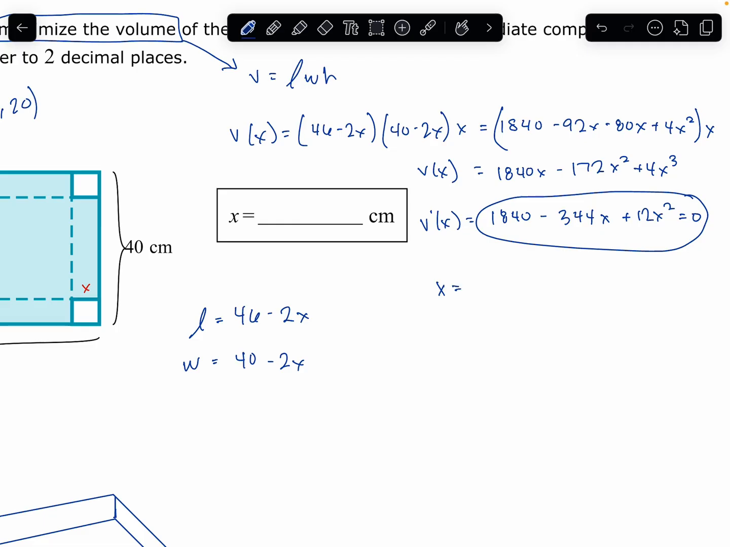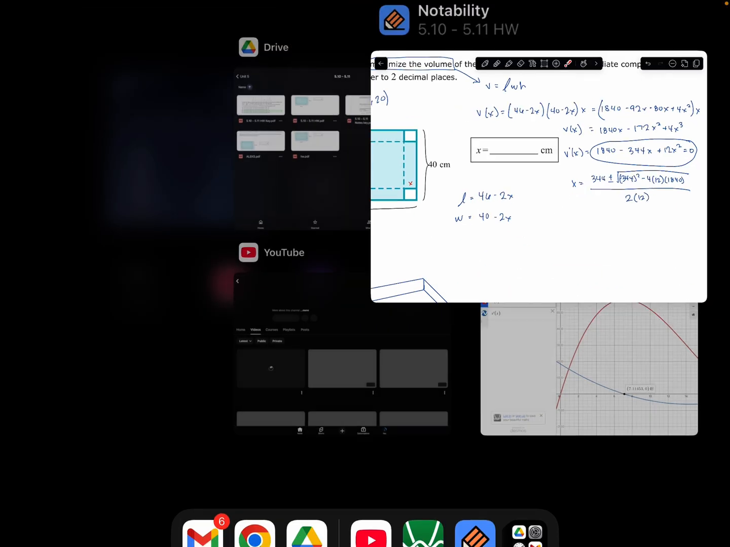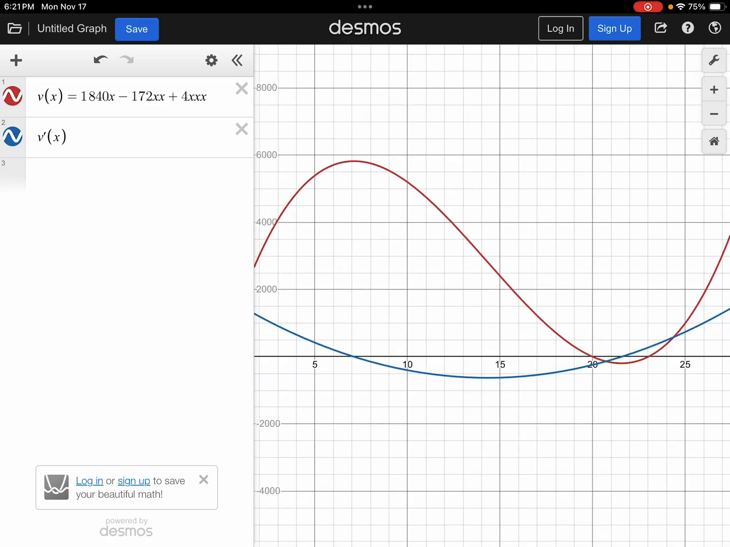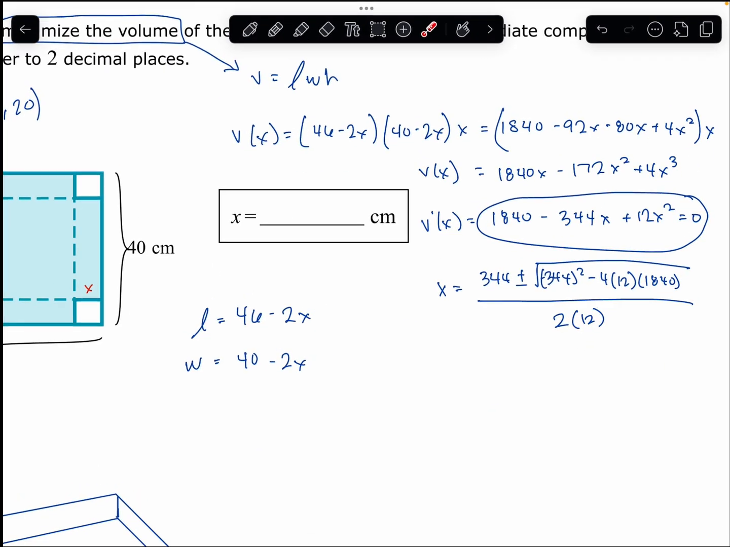So x is going to be equal to 344 plus or minus the square root of 344 squared minus 4 times a times c, all over 2 times a. Now remember that this produces two solutions right here. This is going to produce a positive and negative, so you have to keep that in mind. This one does have two solutions, but this other solution is going to be outside of our domain, which we said it could fall in between.